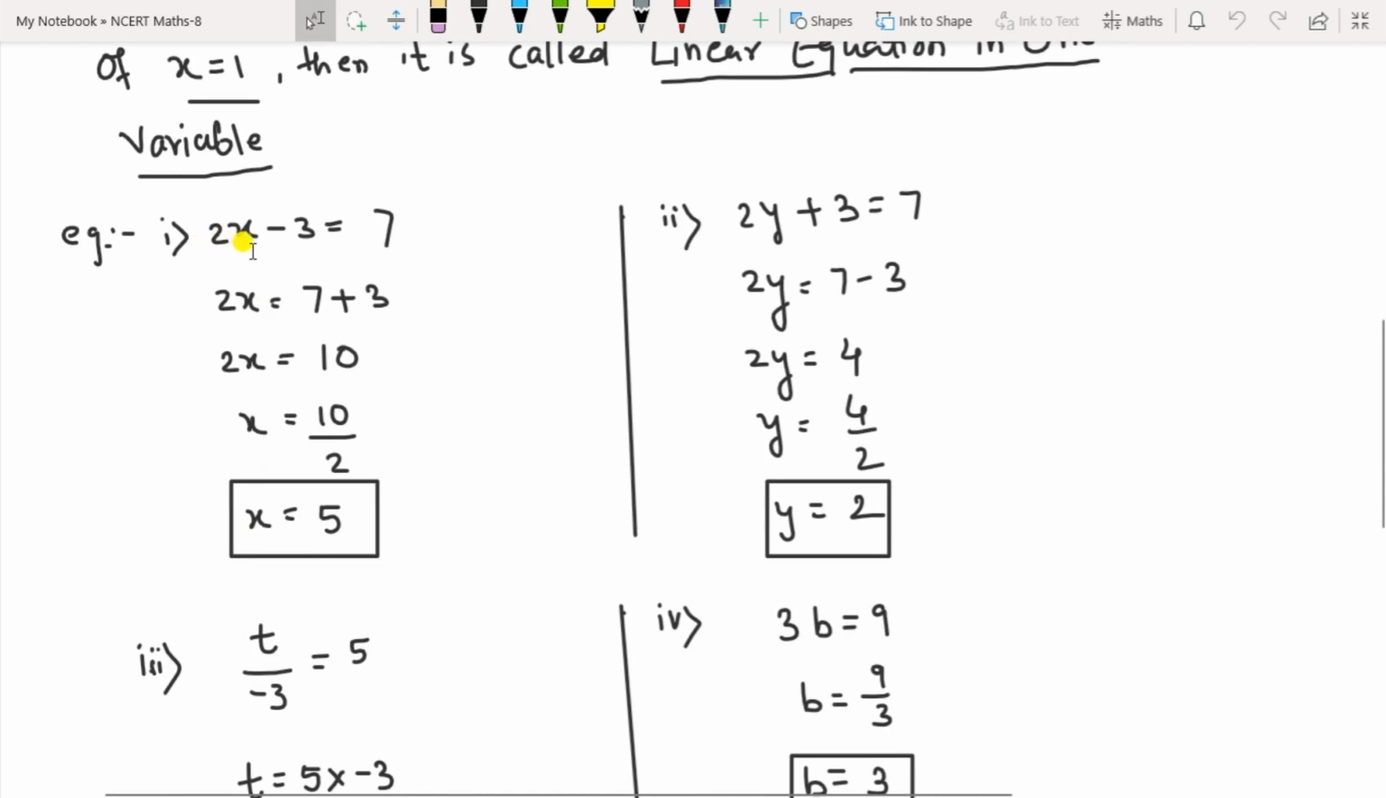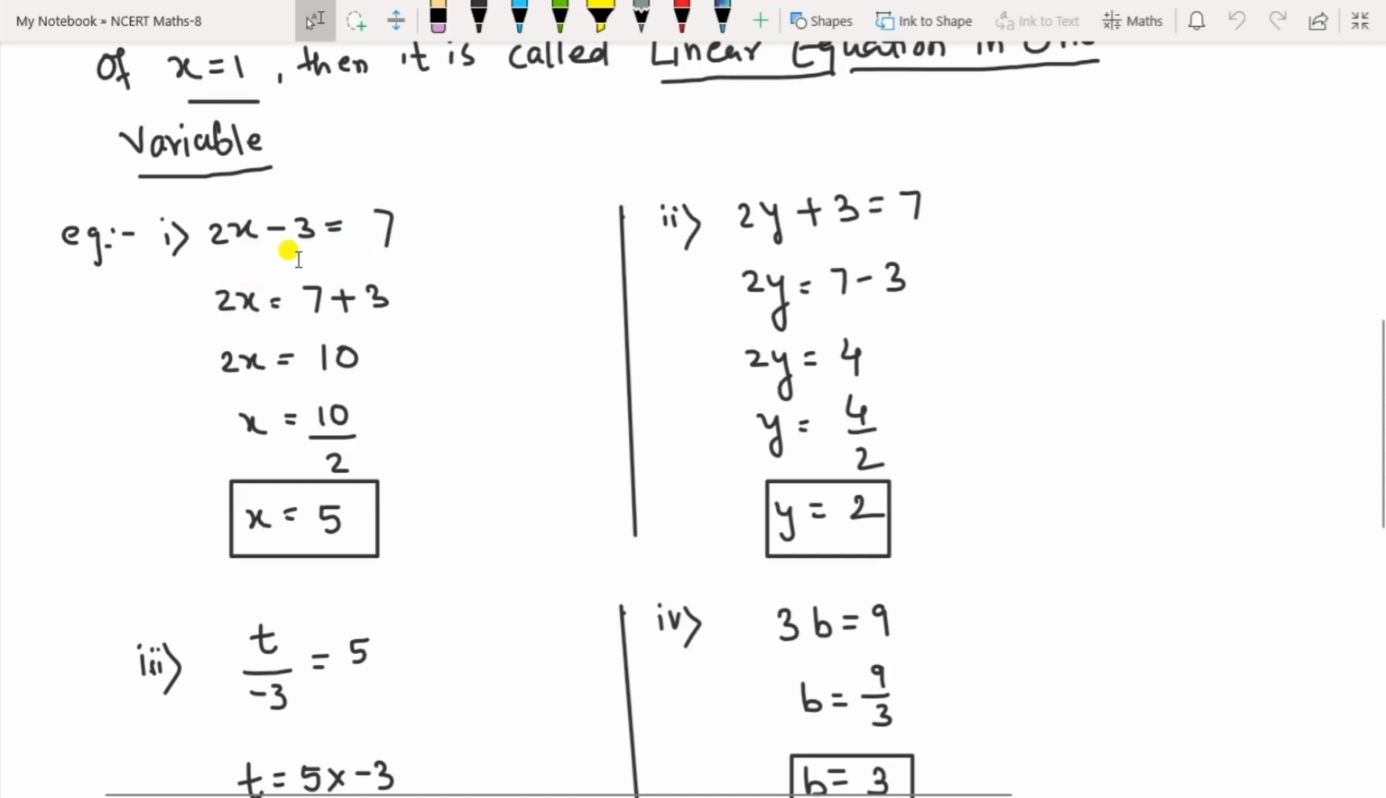Suppose this is a given example, 2x minus 3 equal to 7. You have to find the value of x. So whatever number is there along with the x here, you have to move it onto the other side of the equal to, so that we can find the value of x.